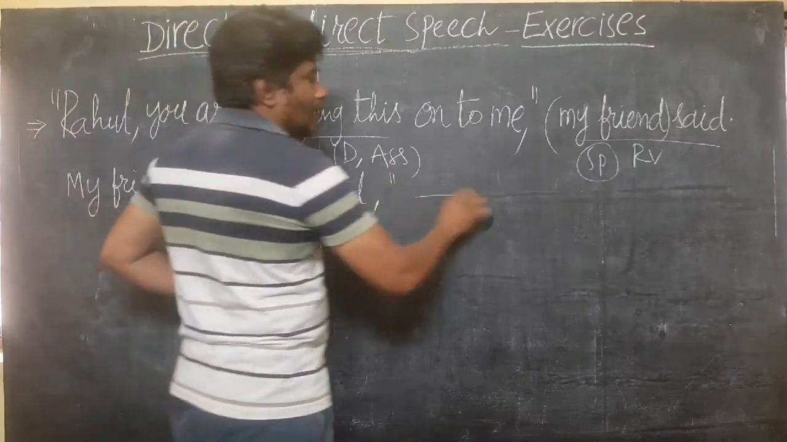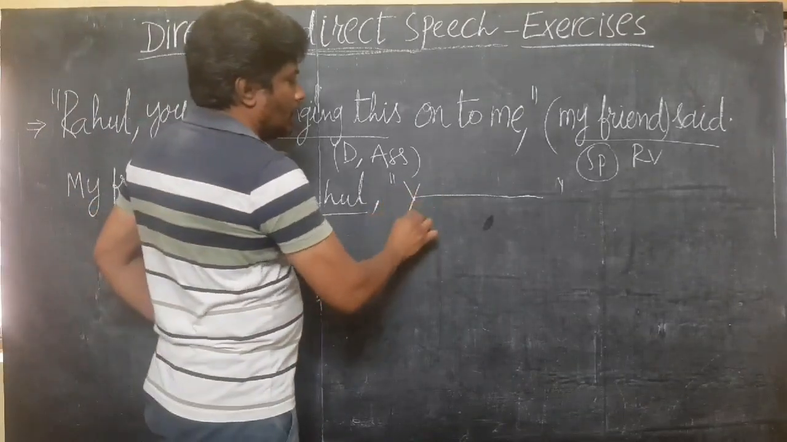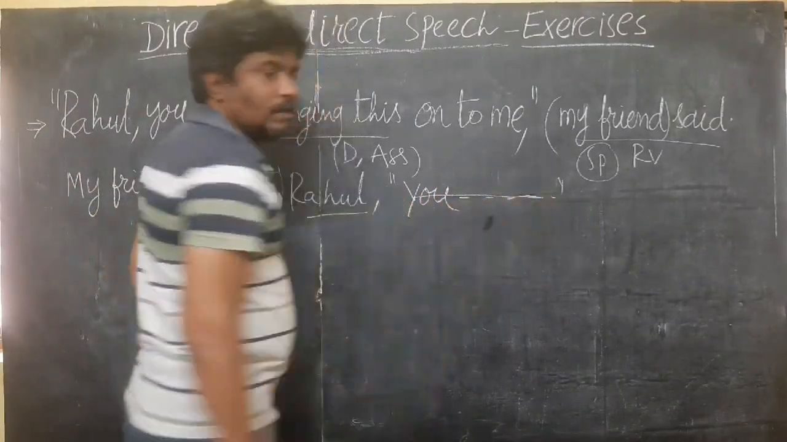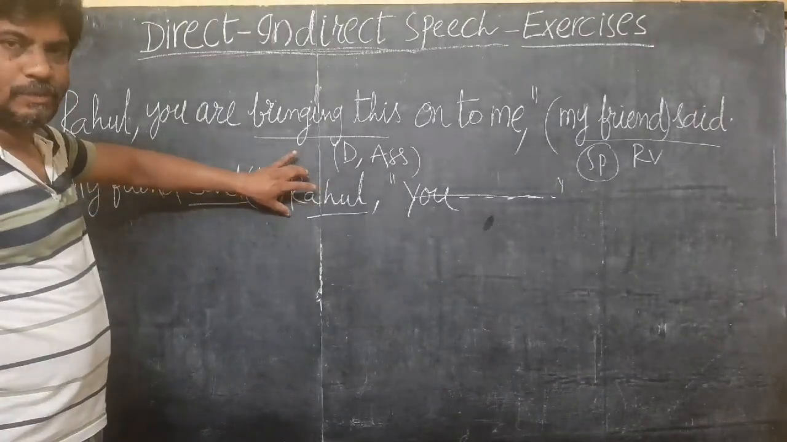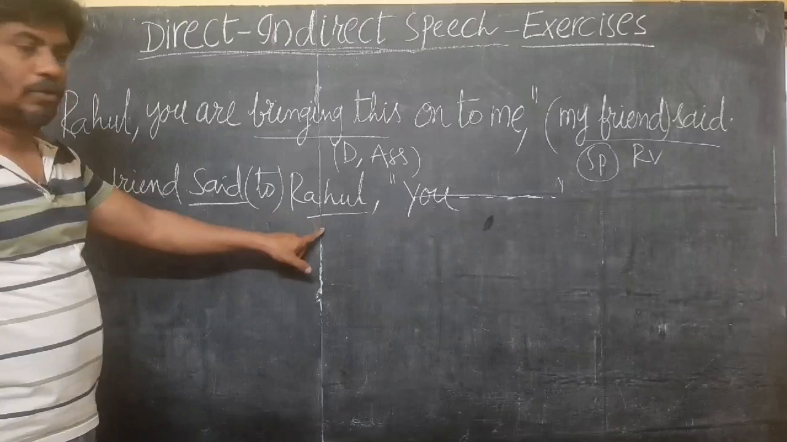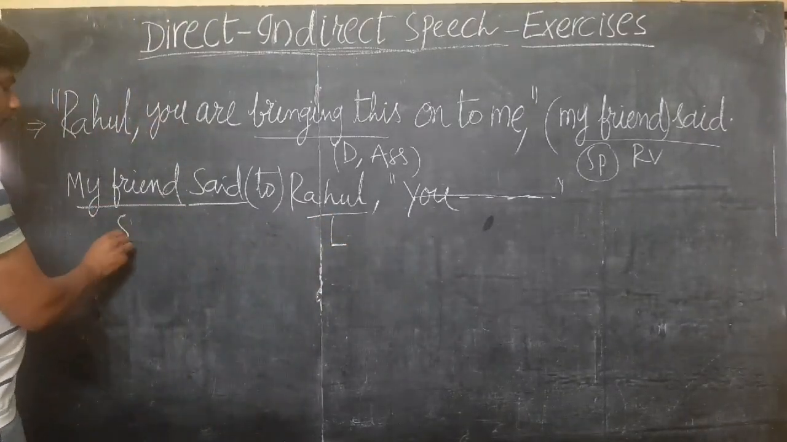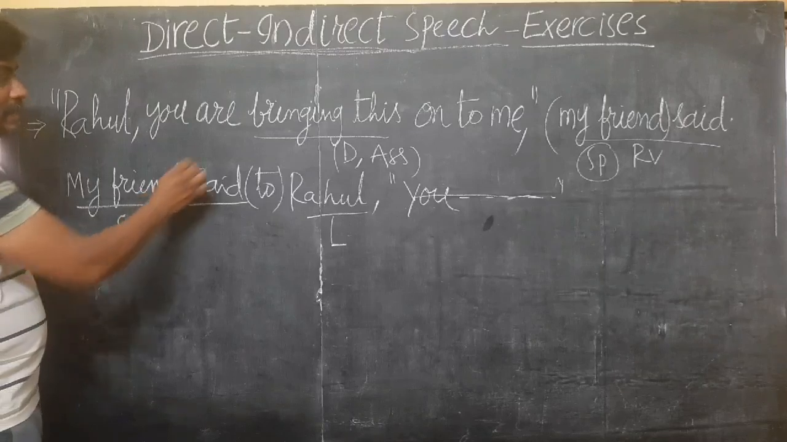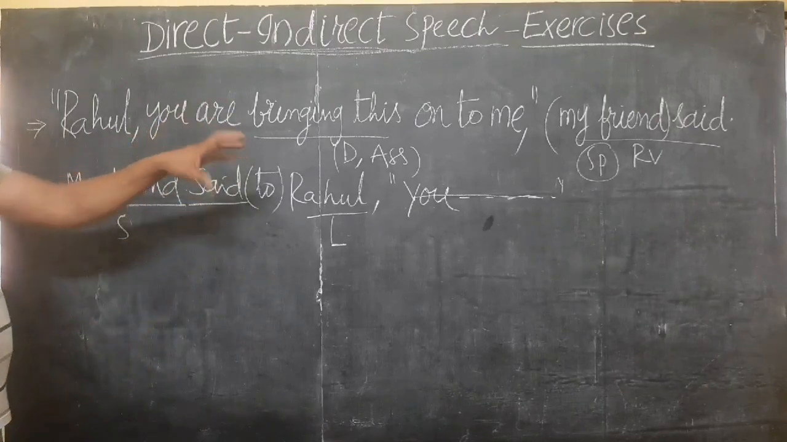And as usual, the dialogue. Dialogue doesn't change. That means you are bringing this onto me. That remains same. You have to consider this while writing the answer. Not "my friend said", but "my friend said to Rahul". This is the listener. This is the speaker. Listener has been given in the dialogue, so you have to rewrite it. Now you can make changes.